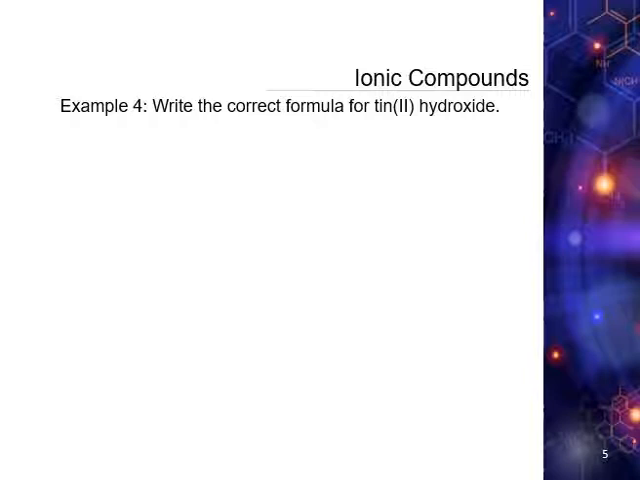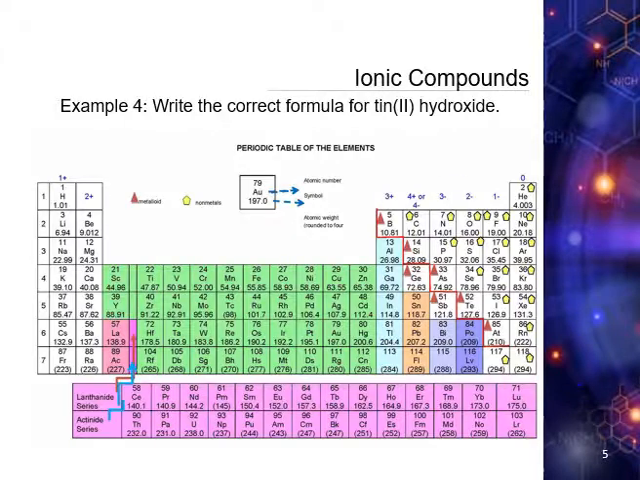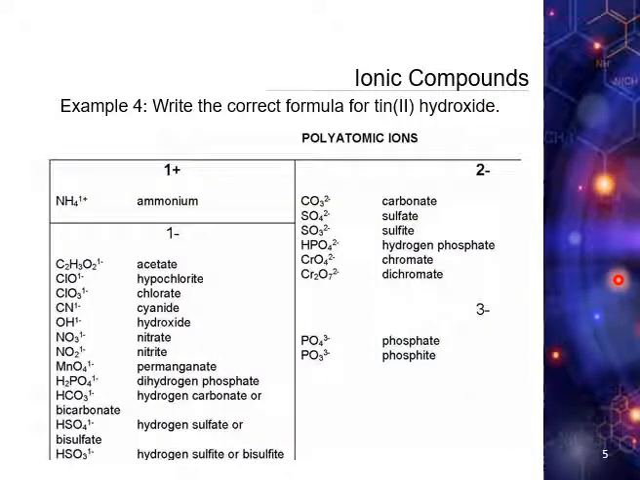Example 4. Write the correct formula for tin(II) hydroxide. Tin is below the metalloids. In this particular compound, it has a +2 oxidation state. Hydroxide is a polyatomic ion. Hydroxide is OH and it's a -1.